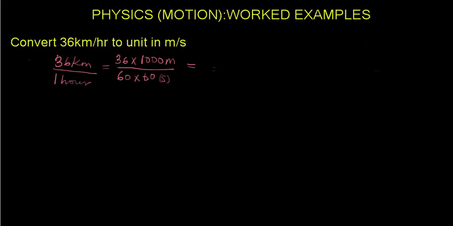So we have 36 times 1000, which is what? 36,000 meters, over 60 times 60, which is 3600 seconds. So we have 10. So 36 kilometer per hour is equal to 10 meter per second.